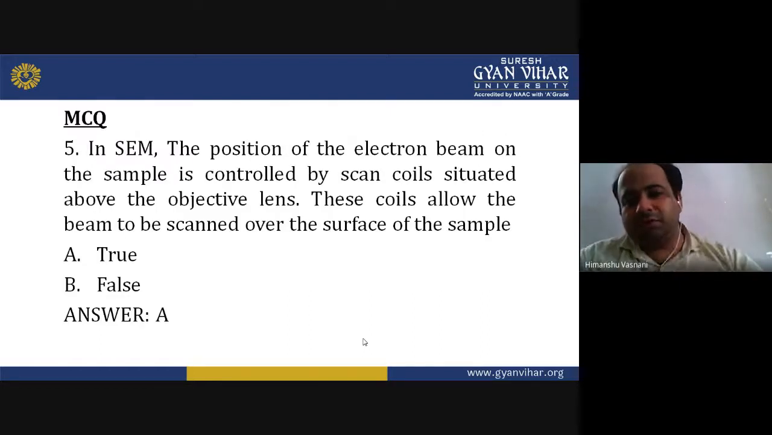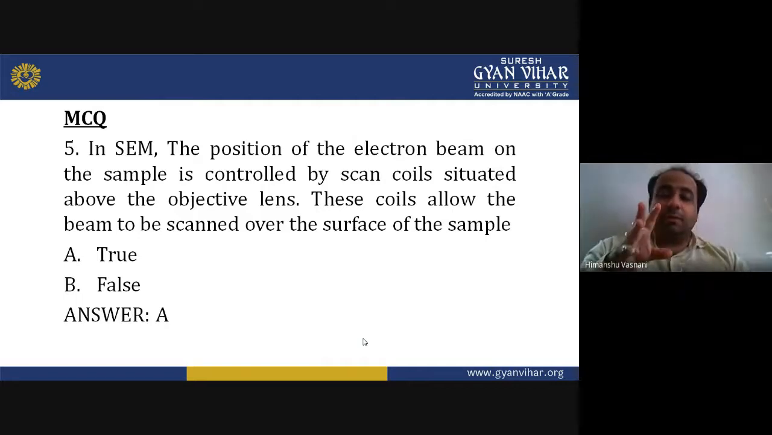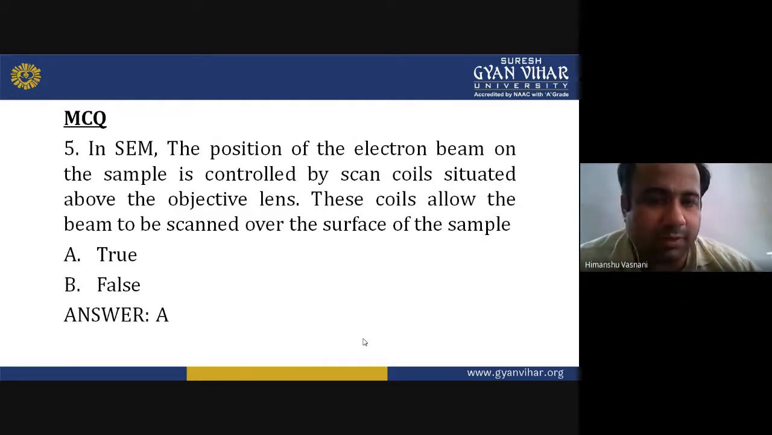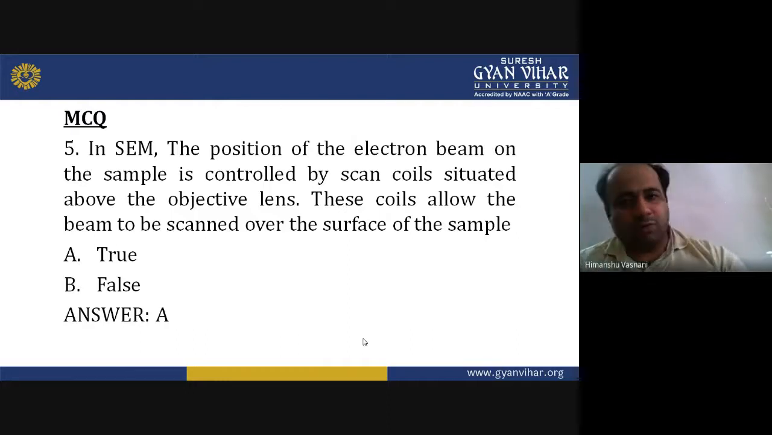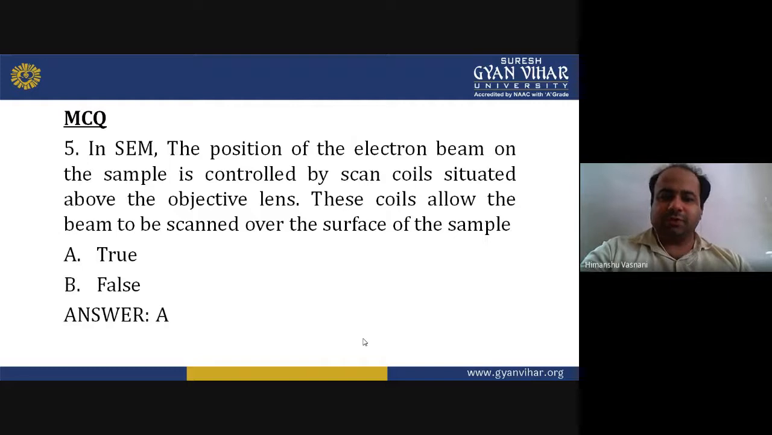Now in SEM, the position of the electron beam on the sample is controlled by scan coils situated above the objective lens. These coils allow the beam to be scanned over the surface of the sample. I repeat, understand the statement and then answer it. I have shown you this. So these coils allow the beam to be scanned over the surface of the sample. I think it's true. The answer is A.